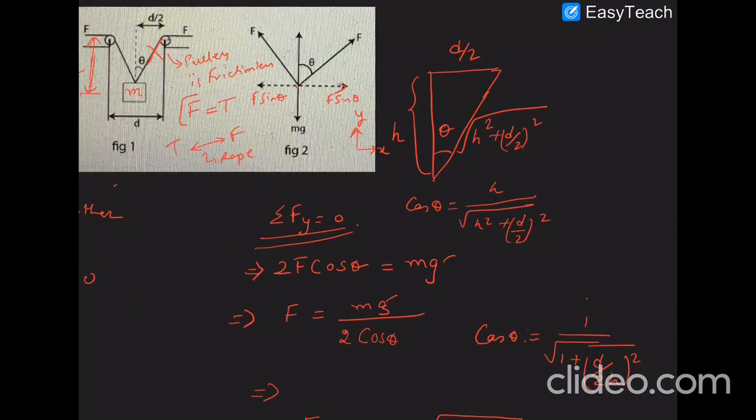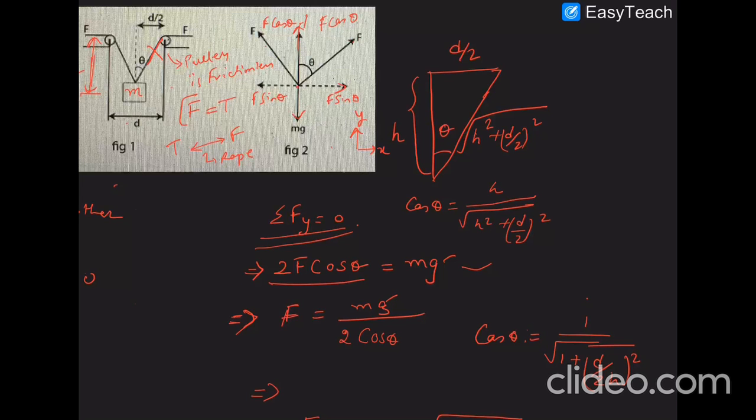So if you project this F in this direction, it will be F cos theta. Similarly for this one, F cos theta. If you add these two, you get 2F cos theta. Now that will be balanced by mg. That's what we get. From this, F is equal to mg by 2 cos theta.